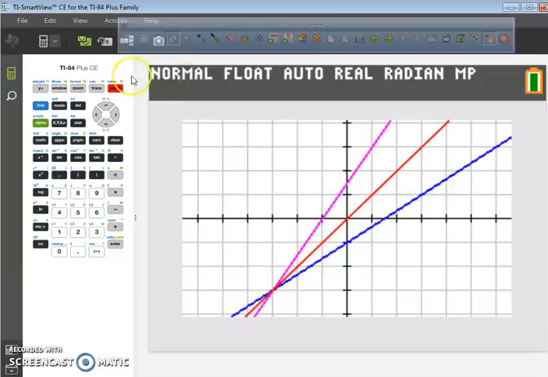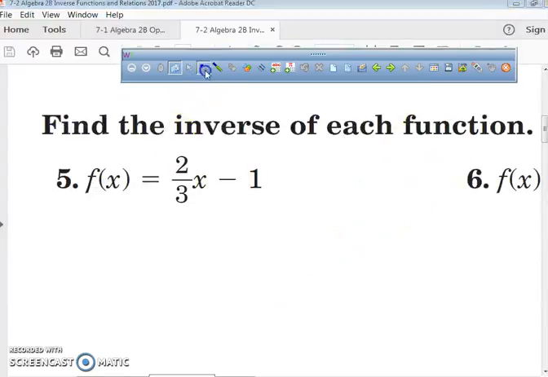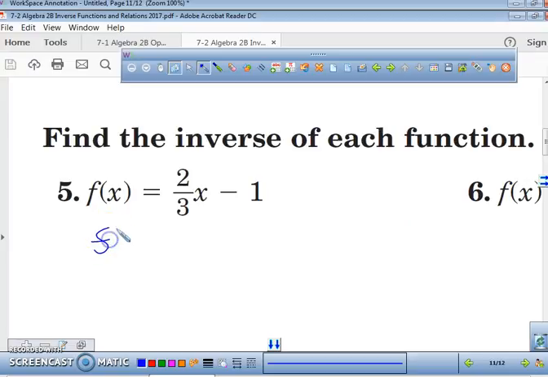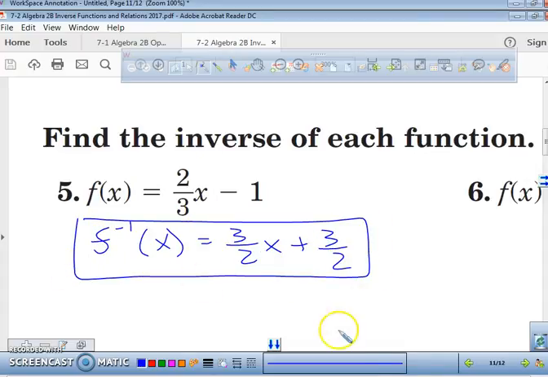All right? So, your final answer, everybody. What was your final answer for f of -1 of x? It was equal to 3 over 2x plus 3 over 2. And that's your final answer.